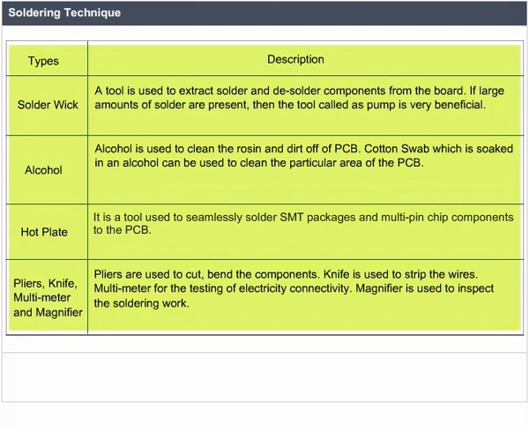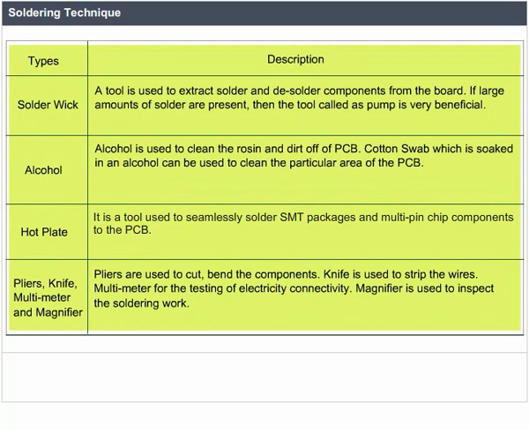Solder wick. A tool used to extract solder and desolder components from the board. If large amounts of solder are present, then the tool called a pump is very beneficial. Alcohol. Alcohol is used to clean the rosin and dirt off the PCB. A cotton swab soaked in alcohol can be used to clean the particular area of the PCB.